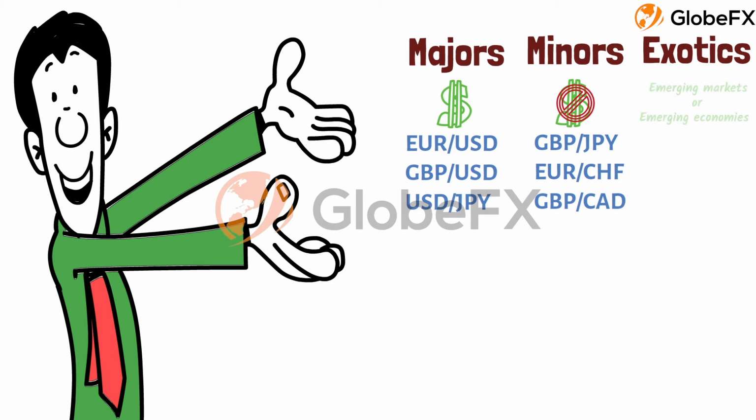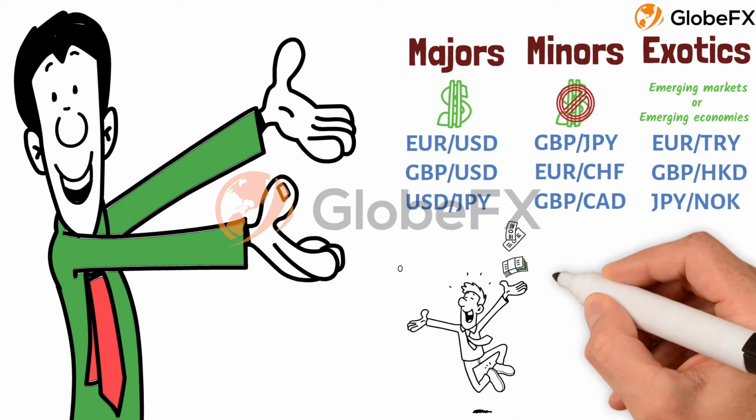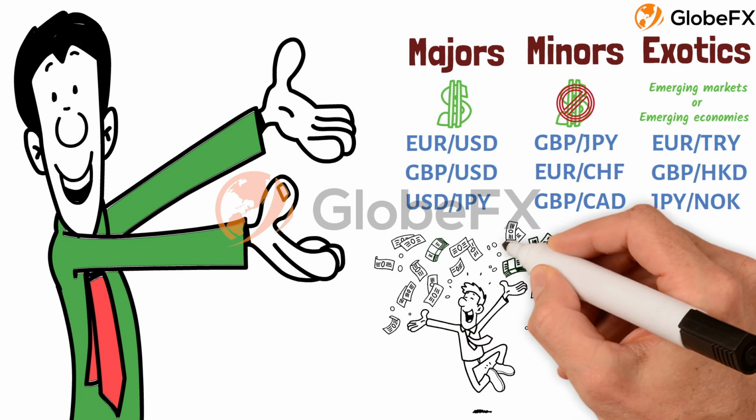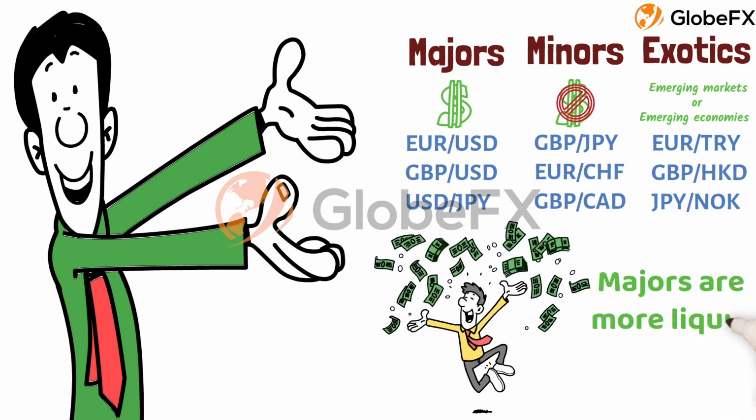The exotics may include currencies for emerging markets or emerging economies, as well as those that are just not as actively traded, like Scandinavian currencies. For example, they may fall into the category of exotics. They do tend to be more expensive to trade than those in the majors because the majors are more liquid.